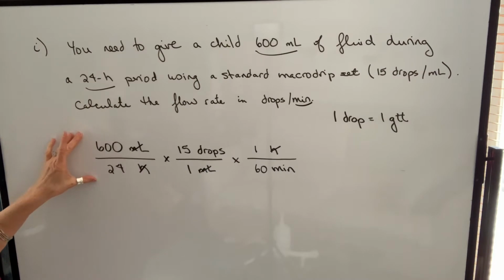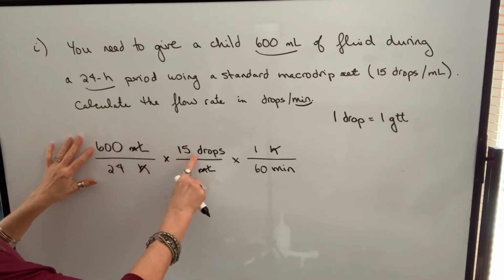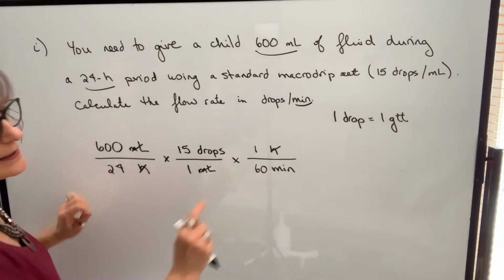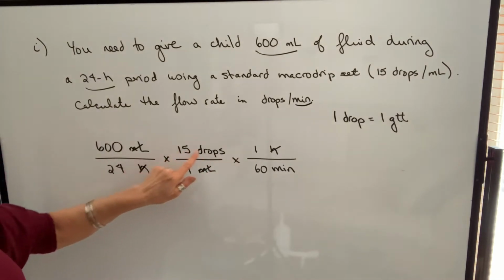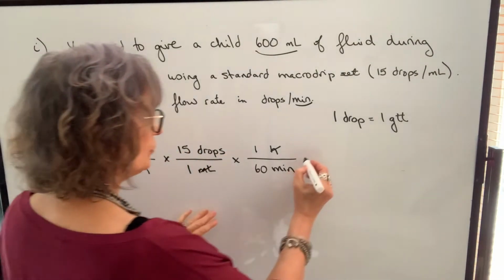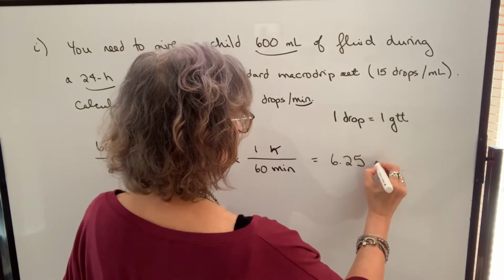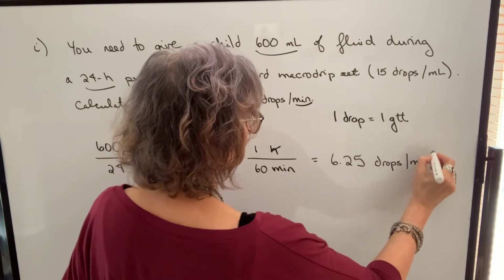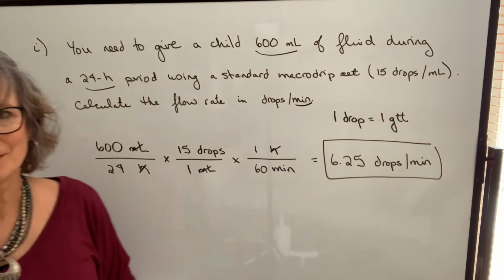Now we do the calculation. We're going to multiply 600 times 15, and we're going to divide by 24, and we're going to divide by 60. So you divide by any number in the denominator, and you multiply by any number in the numerator. When you do the calculation, you should get 6.25 drops per minute. That would be the drip rate.